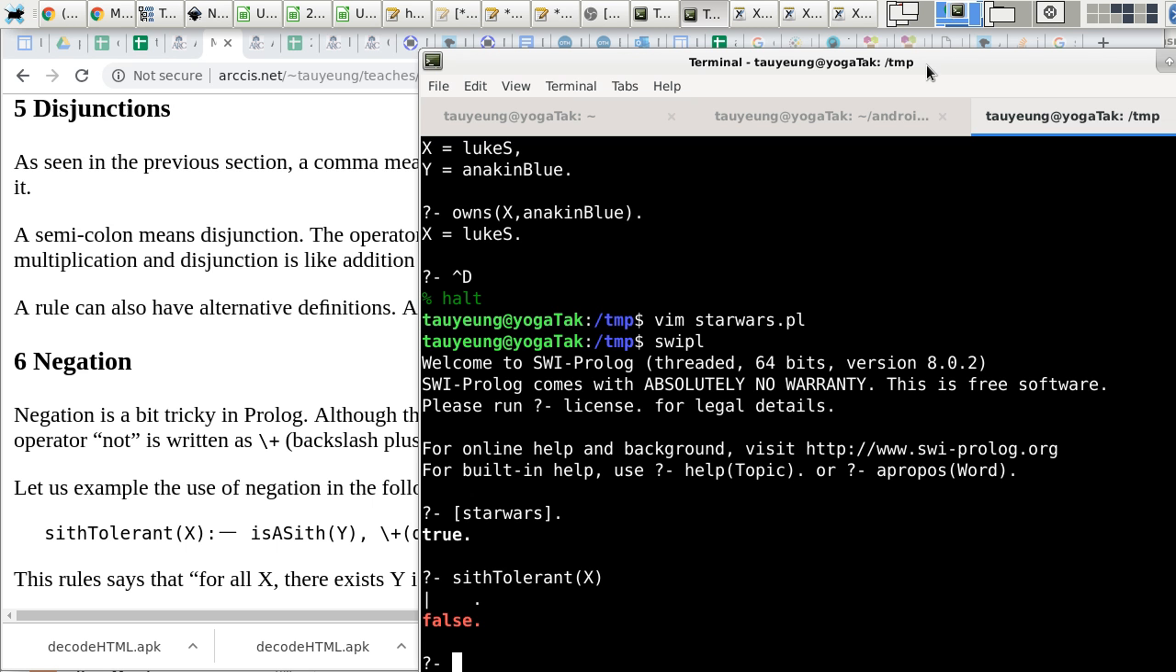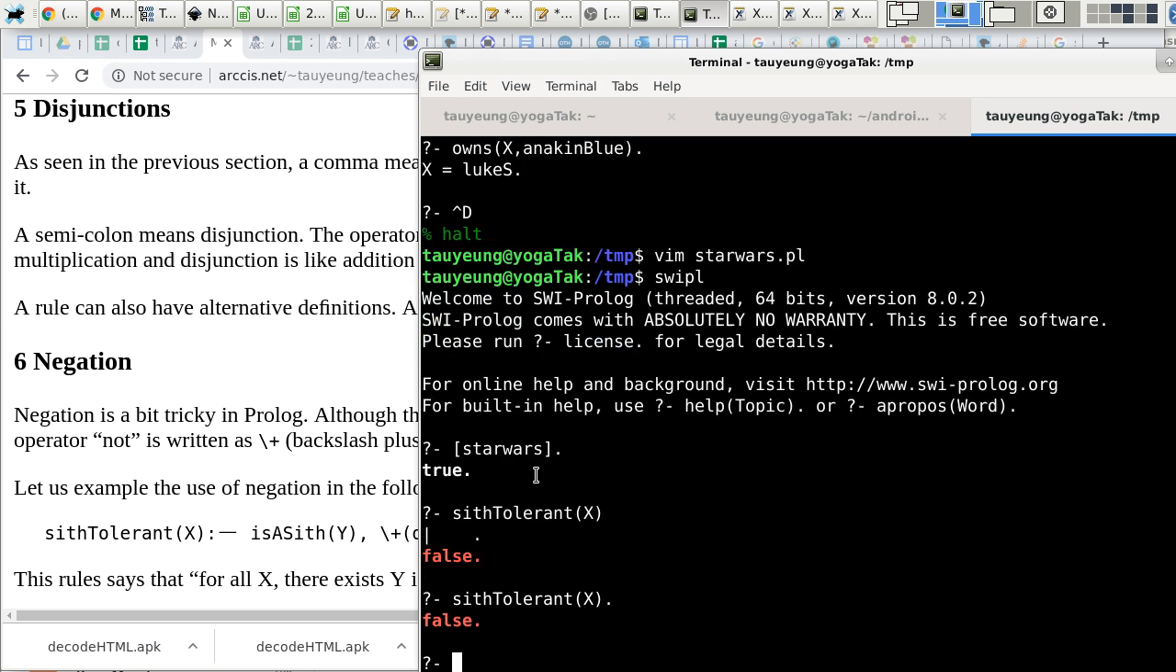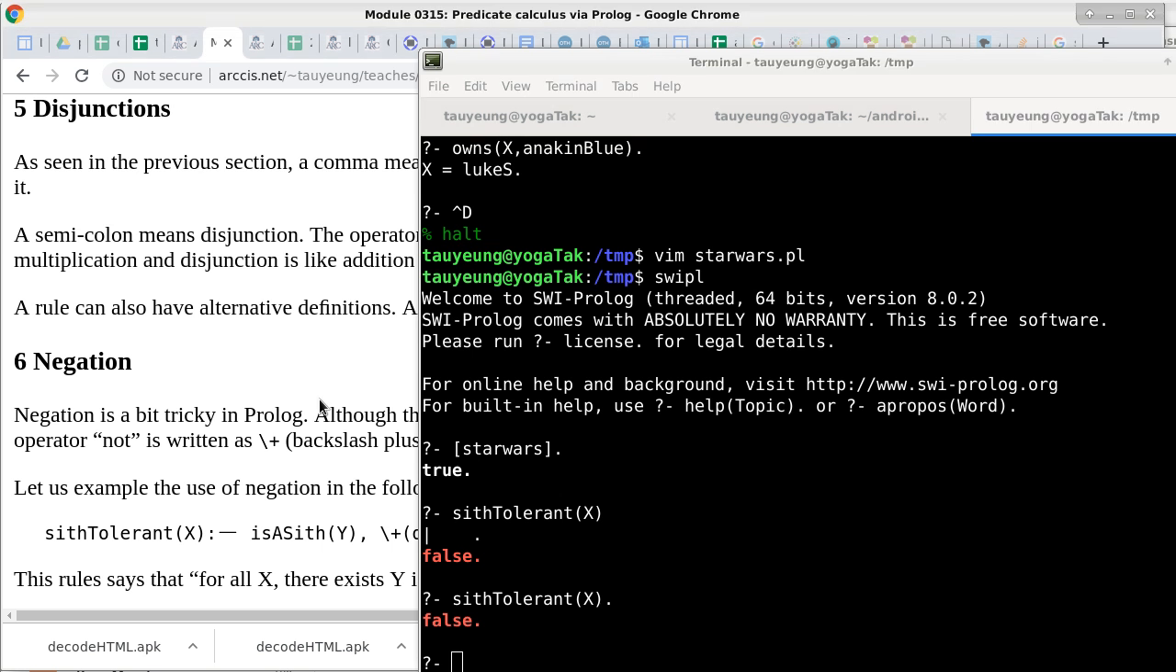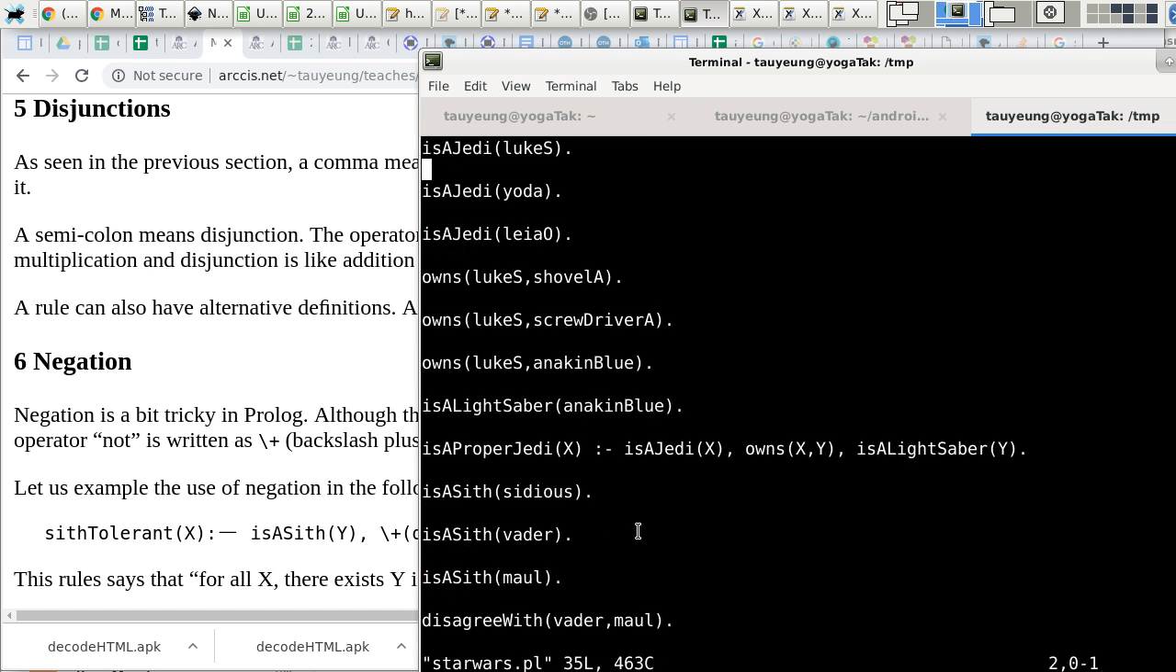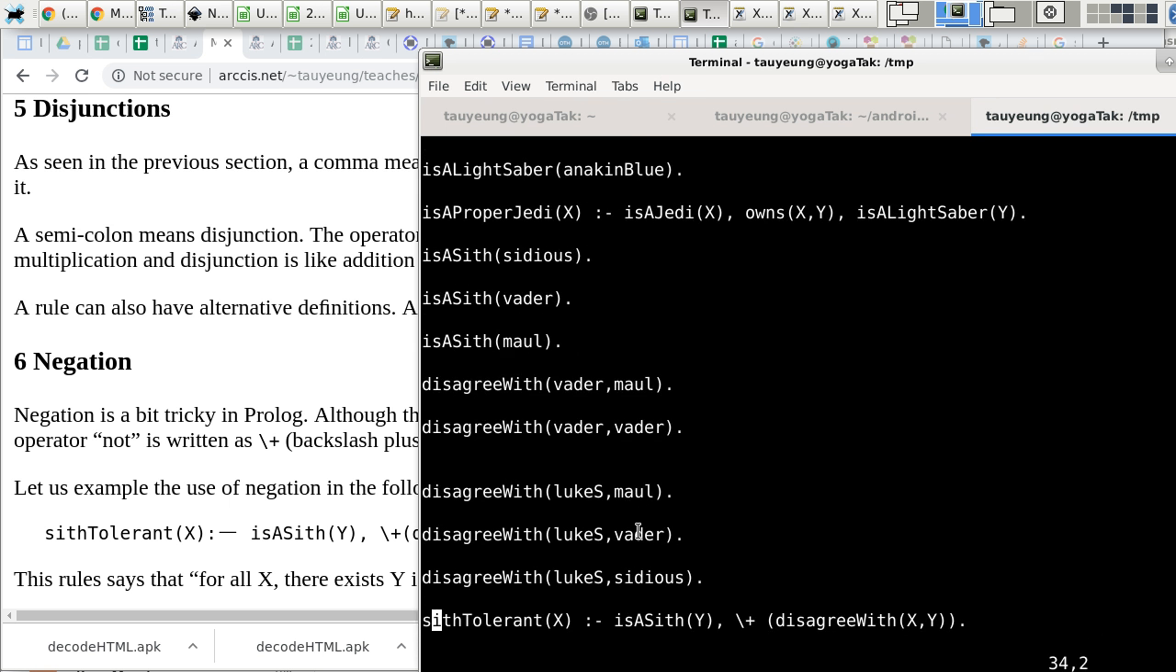Did I make a mistake here? Or did I have a typo, a spelling mistake? Check for one specific person. Does the space after the backslash plus make a difference? Is it white space sensitive? I don't think so. We'll give it a try. I'm guessing that it's something that's a little bit more trivial. Probably has to do with the syntax.